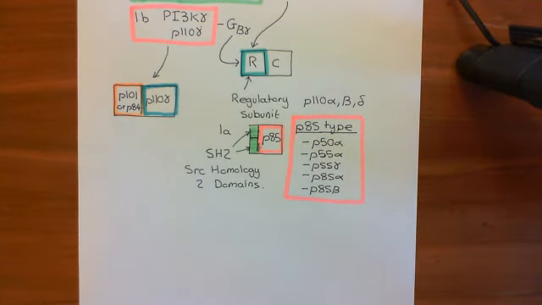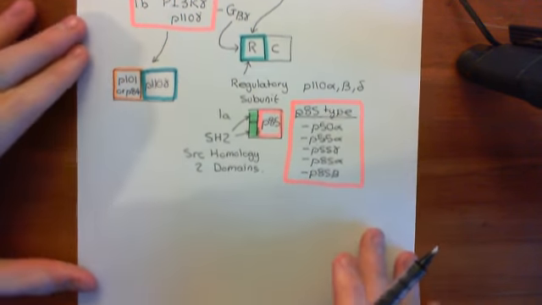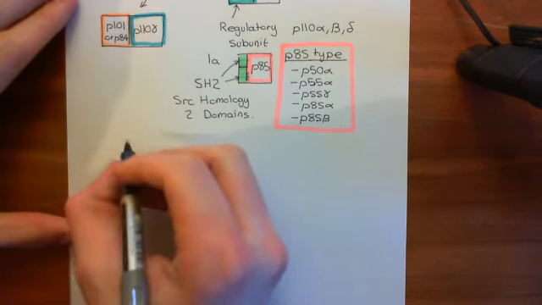So we are specifically interested in these 3 type 1A PI3 kinase enzymes, which are going to phosphorylate phosphatidylinositol 4,5-bisphosphate molecules to create phosphatidylinositol 3,4,5-trisphosphate molecules, and which are bound to regulatory subunits which have 2 SH2 domains and are therefore going to be activated by receptor tyrosine kinases. So let's now draw this activation.